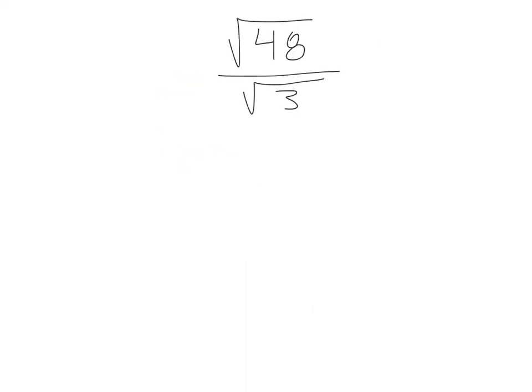So again, with this problem, I'm going to rewrite it so it says the square root of 48 divided by 3. And if I do 48 divided by 3, I would get the square root of 16, which is equal to 4. So this answer is the same thing as 4.